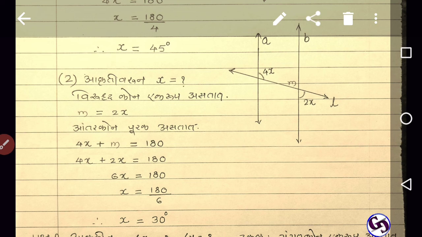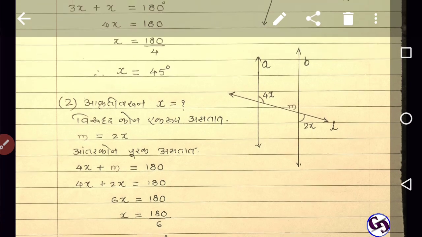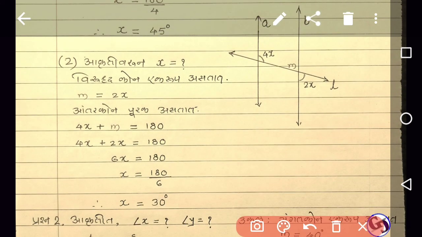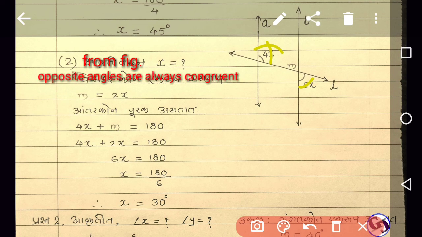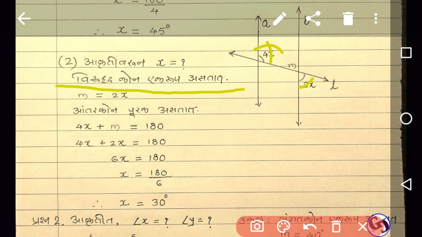Friends, here the given angles are 4x and 2x. Both are given, but the relation between them is not given. So suppose m is the opposite angle of 2x. Opposite angles are always congruent. Congruent means एकरूप. Okay. m is equal to 2x.